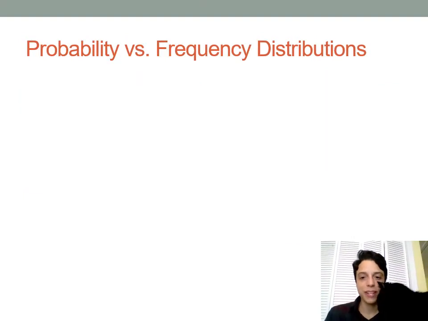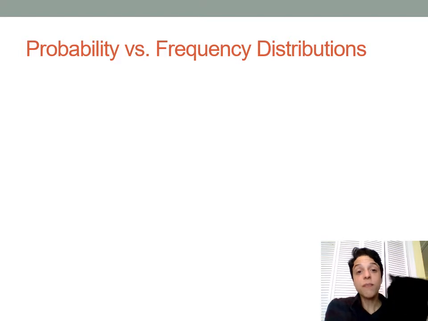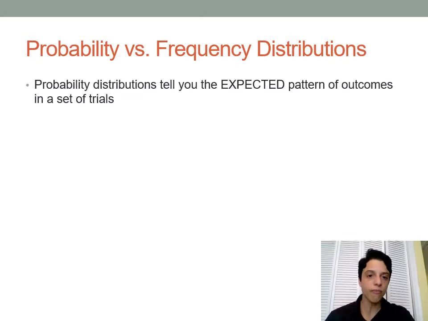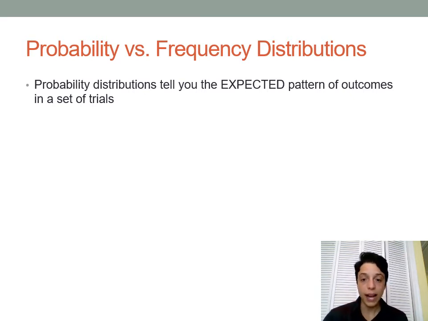So to sum up the relationship between probability distributions and frequency distributions, a probability distribution tells you what to expect if you actually complete a bunch of different trials. If you actually flip a whole bunch of coins, what pattern of results should you expect? If you were to actually pick a whole bunch of crayons out of a pot, what pattern of colors should you expect among the crayons that you picked out of the pot?